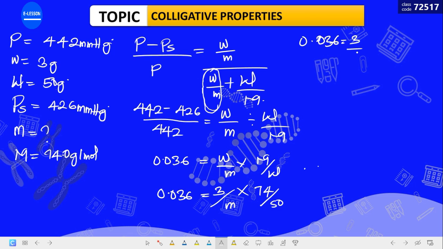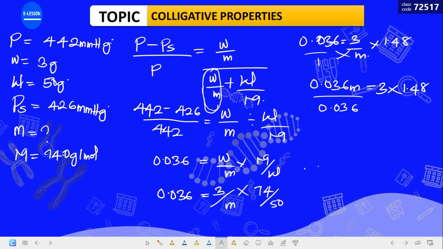So this gives us 0.036 is 3 divided by M times 1.48. Now cross multiply. When we multiply this, it gives us 0.036 M is 3 times 1.48. Now divide both sides by 0.036. M will be equal to 3 times 1.48 divided by 0.036.